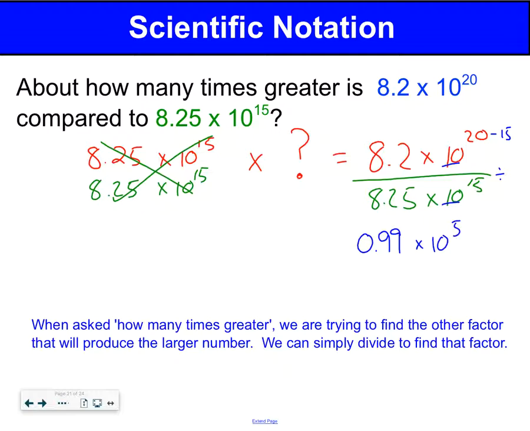And if I turn 10 to the 5th power into standard notation, this exponent tells me I'm going to move it 5 times. So 1, 2, 3, 4, 5. So that's 3 empty spaces. So my answer is going to be 9, 9 followed by 3 zeros. So the answer to this question is that the number 8.2 times 10 to the 20th is 99,000 times bigger than 8.25 times 10 to the 15th.